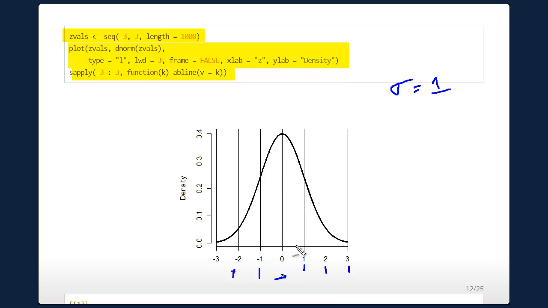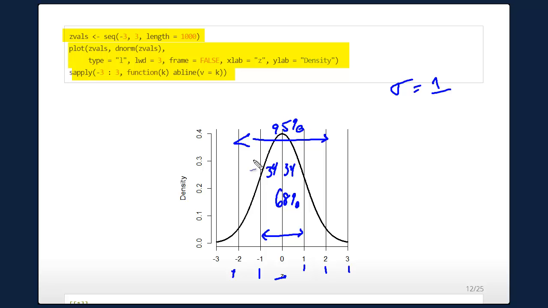Between -1 and +1 standard deviations of the mean, about 68% of the normal distribution lies, and because the normal distribution is symmetric, it's about 34% on either side. That's going from there to there, 1 standard deviation. 2 standard deviations, about 95% lies.